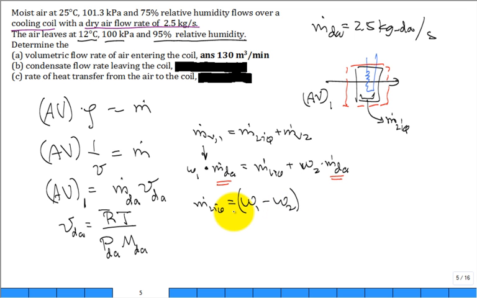If the humidity ratio doesn't change, if omega 1 is equal to omega 2, guess what? You have no liquid. But you then multiply by the mass flow rate, and there you go. We know the mass flow rate of the dry air. How do I get omega 1?